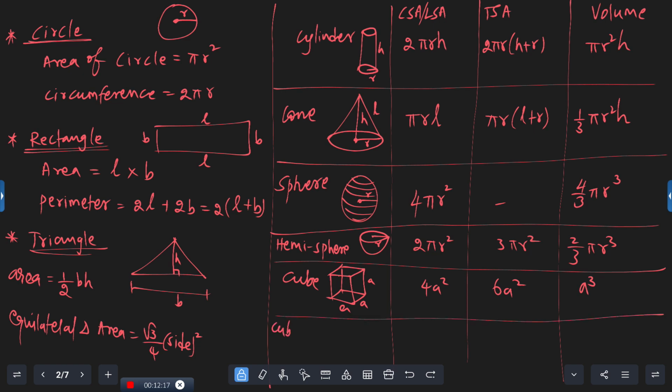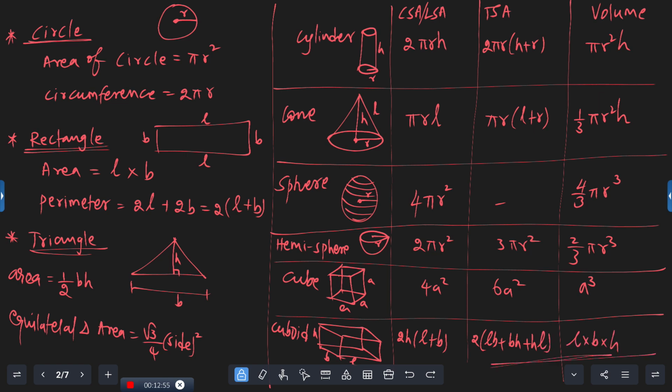Next, cuboid. For a cuboid I will take length l, breadth b, height h. So here what you will get is 2 times h into (l plus b), and here 2 into (lb plus bh plus hl). The volume will be l into b into h. So these are the basic formulas we need.